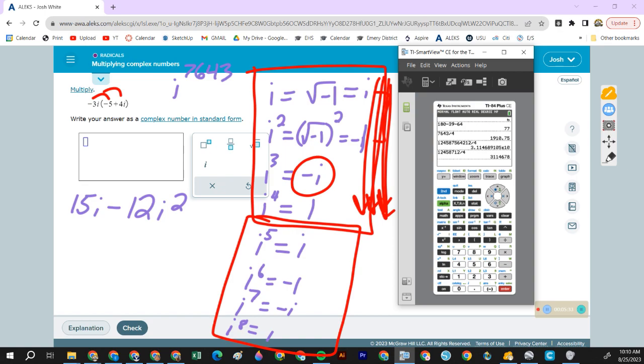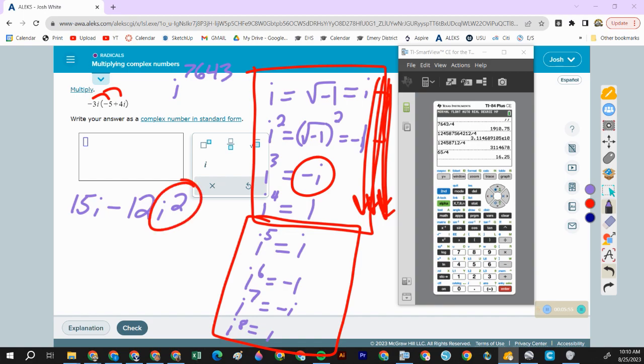So what if I did 65 divided by 4? That would be i. So we did the entire list 16 times, and then we did 1/4 of the list, which would be the first entry. Okay, so what is i squared? -1. So I replace this with -1, multiply it by -12, and I get 12 plus 15i.